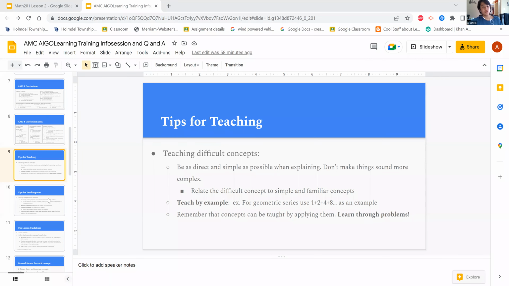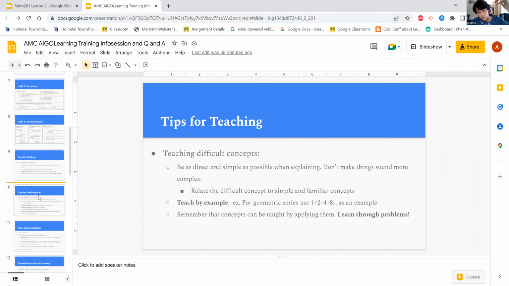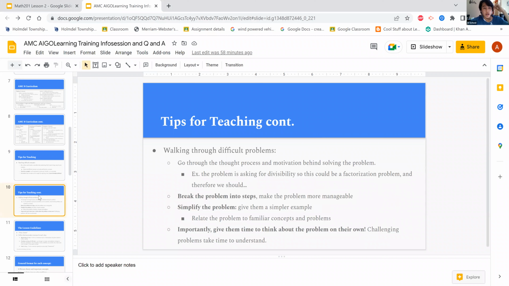So, moving on to tips for teaching, continued. Previously we looked at teaching difficult concepts, and now we want to look at teaching and walking through difficult problems, which oftentimes can be a bit more challenging because everyone has a different thought process for solving problems. One of the hardest parts about teaching is the problem solving part.